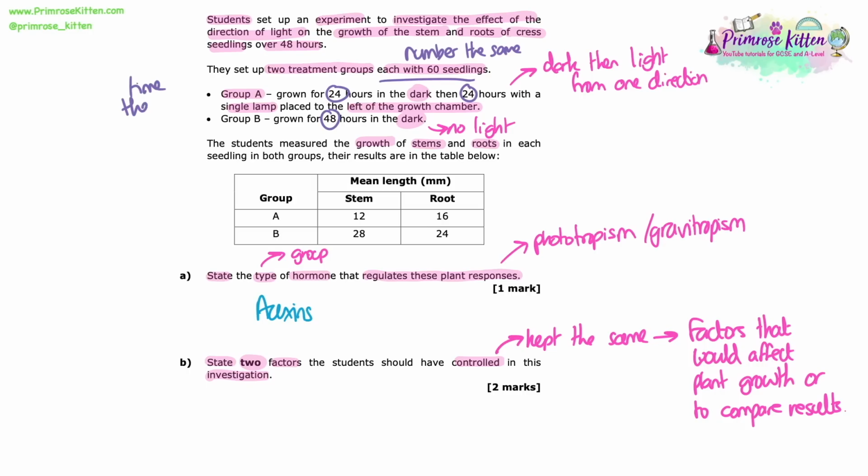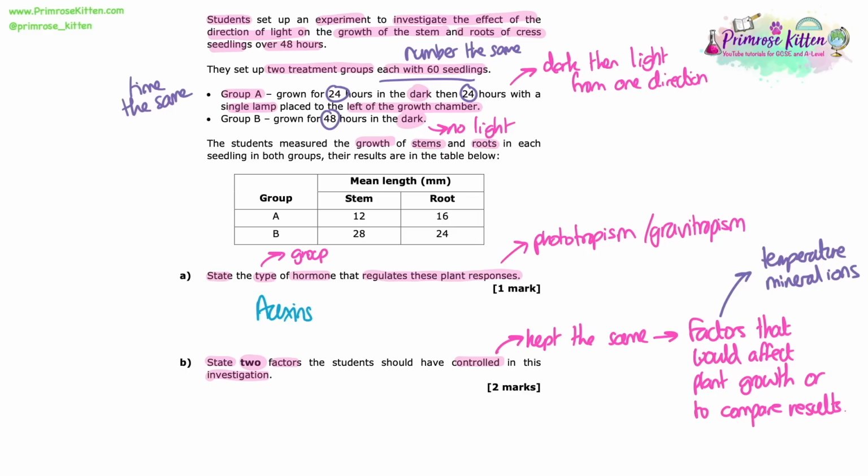So each group had 60 seedlings, so the number of seedlings was kept the same. The time was kept the same, although the kind of conditions changed halfway through. Both of these were measured over 48 hours. And so we've got to start thinking, okay, they're all the things that we should have controlled. So what else could we think about in terms of the factors that could have affected the growth of these shoots that we need to keep the same?